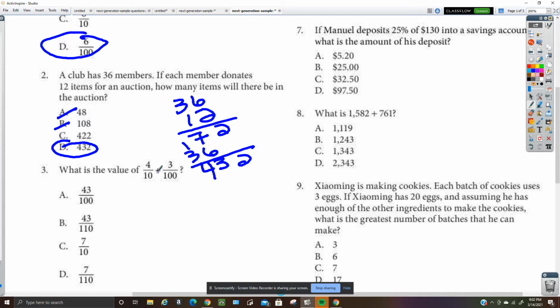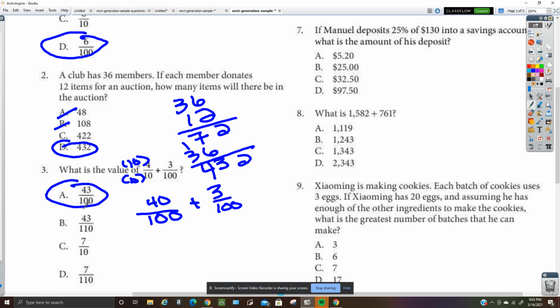Number 3, what's the value of 4 tenths plus 3 hundredths? So you want a common denominator of 100 there. If I make this a 100, then I have to multiply this by 10 and this by 10, so I get 40 plus 3 over 100 is 43 over 100. So you could just eliminate this one because you want 100 to be, and then you have to check to see what you'd simplify. I did the 7 tenths, but that's not right either.